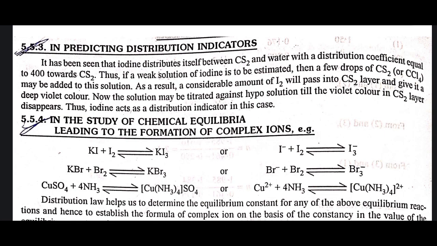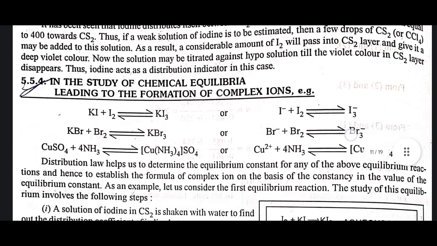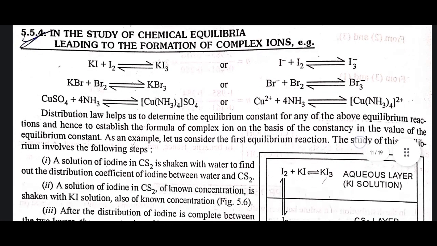In the study of chemical equilibria leading to the formation of complex ions, distribution law helps us to determine the equilibrium constant for any of the above equilibrium reactions and hence to establish the formula of the complex ion on the basis of the constancy and the value of the equilibrium constant.